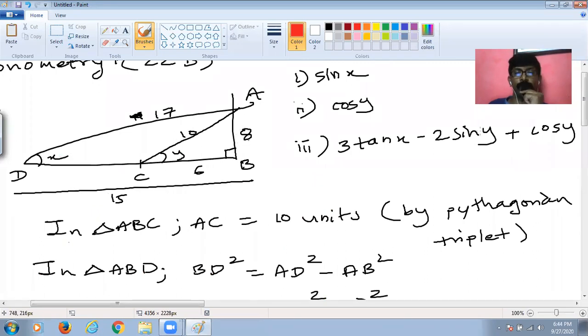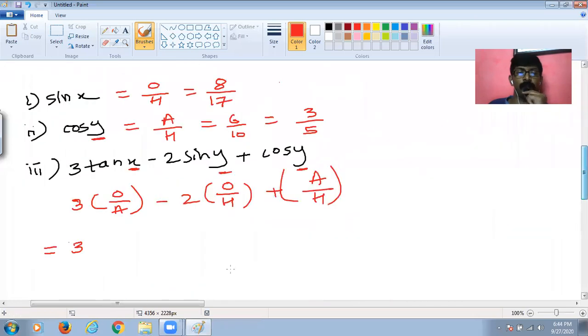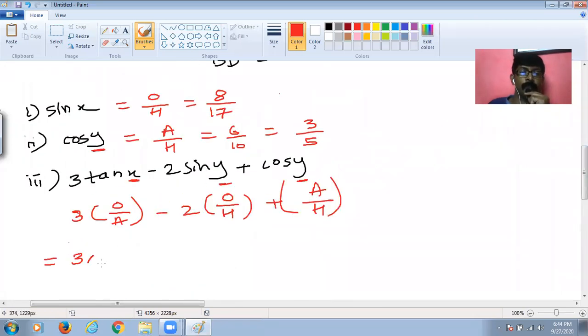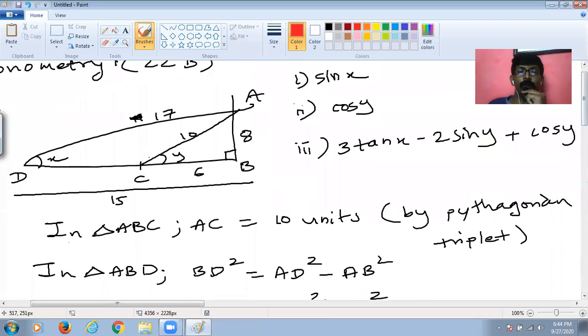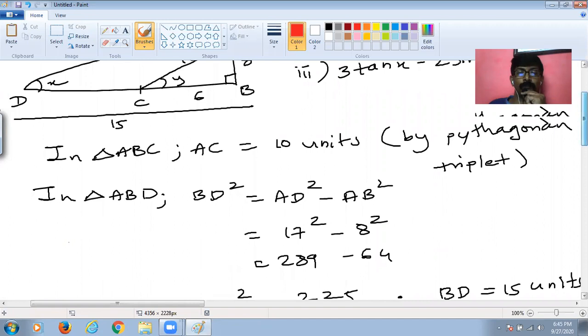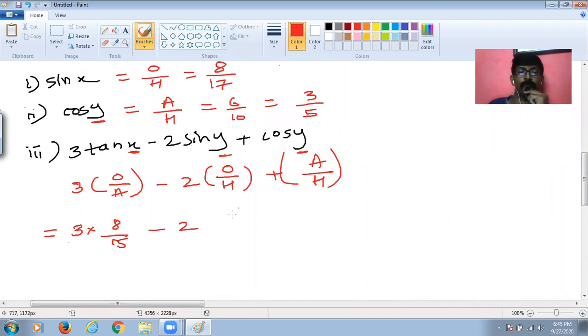So 8 upon 15. That will become 3 into 8 upon 15. Isn't it very simple? Minus 2 into opposite upon hypotenuse. But which triangle? This smaller triangle, ABC. So sine y, what will it be? Sine y would be opposite upon hypotenuse, that is 8 by 10. You can write 4 by 5 also. So that would be 4 upon 5, plus adjacent upon hypotenuse in the small triangle again, or else cos y you can directly take from over here also, 3 by 5.